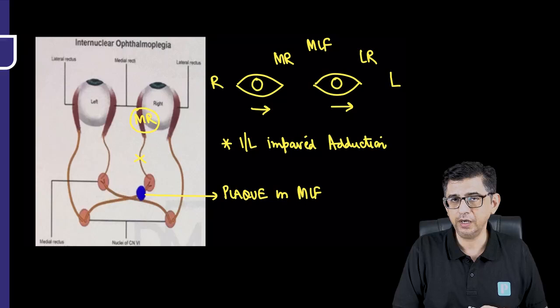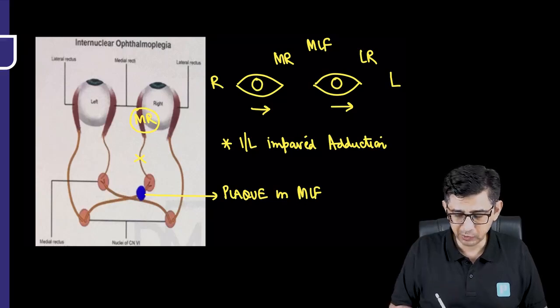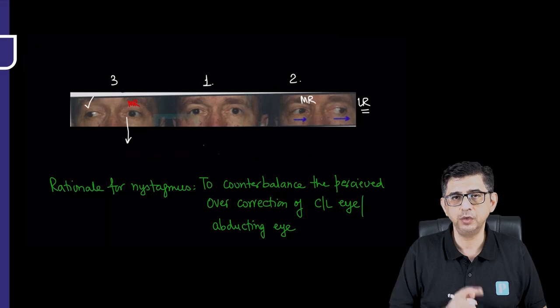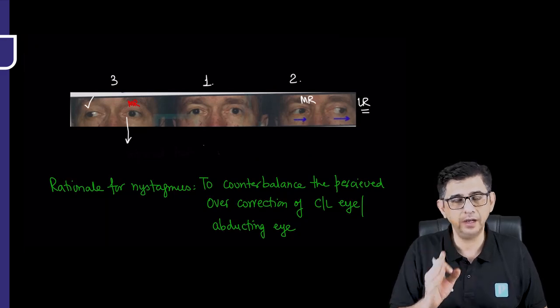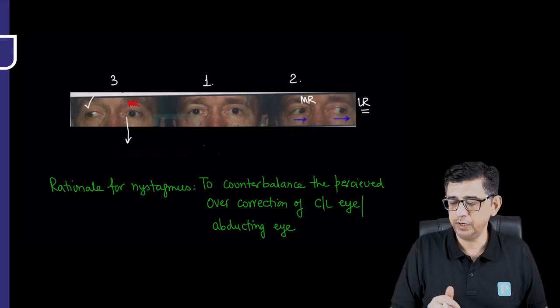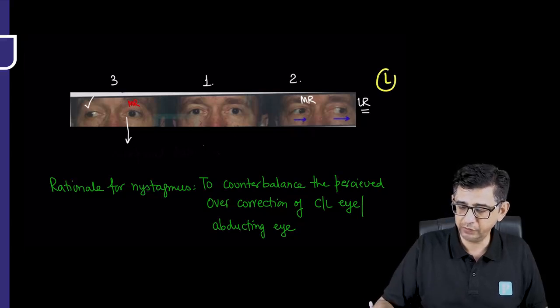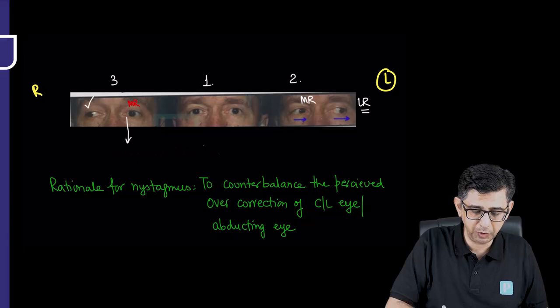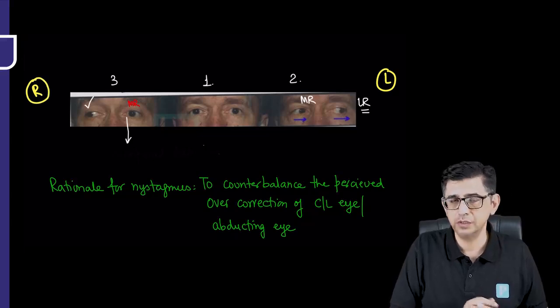So let's now look at a simple activity that we'll be doing in this patient. I'll be asking this patient, one, to look straight ahead like I'm looking into the camera. Then I'll be requesting this patient to look towards the left side, and then I'll be requesting this patient to look towards the right side. Let us look at what happens.